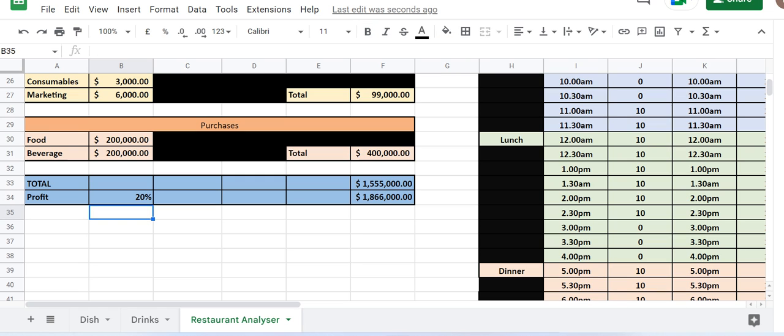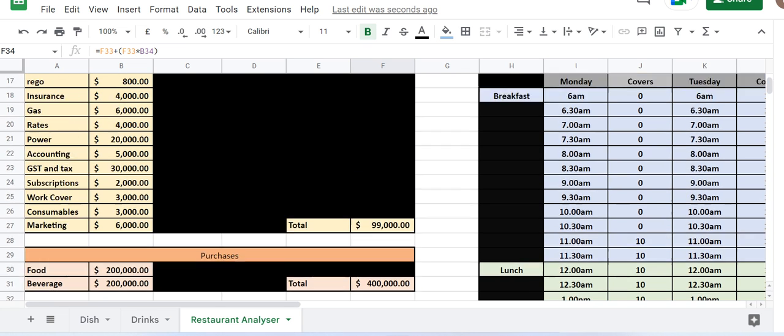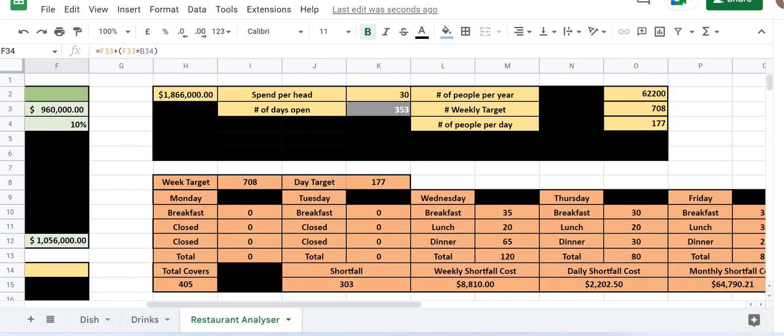All right, and this gives us how much money we need to be making per year. Now this total here will come up to here. Okay, so this is our total number of people per year, and everyone that comes in spends $30. So we need to have 62,200 people coming through the door.